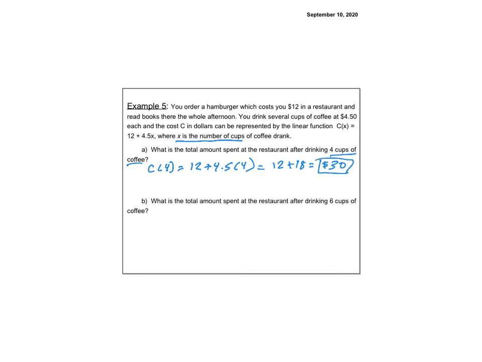Let's go ahead and do the next one. It says, what is the total amount spent at the restaurant after drinking 6 cups of coffee? So since x is the number of cups of coffee, we're going to plug 6 into our equation. So our equation is right there. So C of 6 equals 12 plus 4.5 times 6, which gives us 12 plus 27, which gives us $39. So it cost them $39.